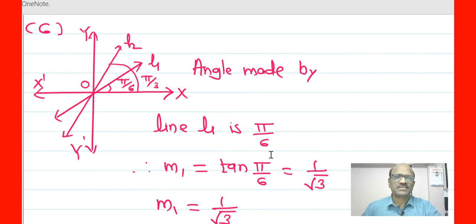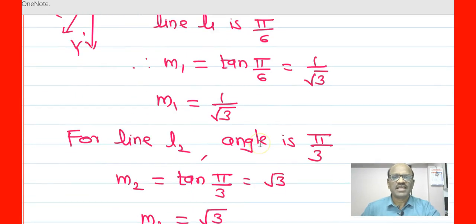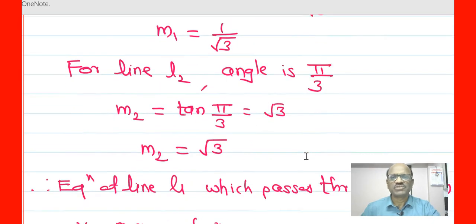Now this is the figure. That is the x-axis and y-axis. The angle made by the line L1 is pi by 6 and the angle made by the line L2 is pi by 3. The slope of the line L1, that is M1, is equal to tan theta, that is tan pi by 6, which is equal to 1 upon root 3. Therefore M1 is equal to 1 upon root 3. The angle made by the line L2 is pi by 3. That is M2 is equal to tan of pi by 3, which is root 3.